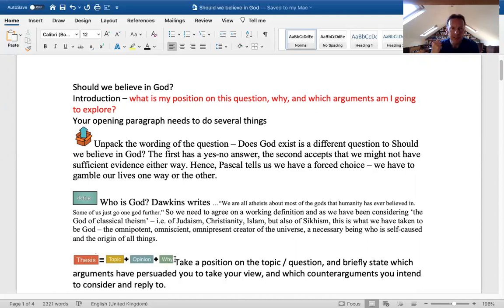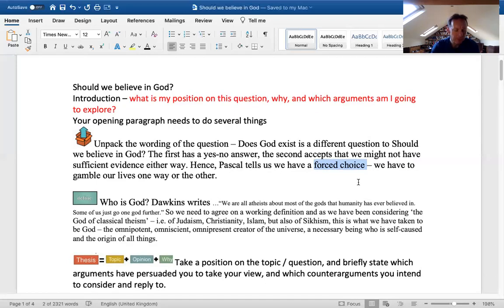So let's go into this question. Should we believe in God? Well, it doesn't say, is there a God, right? That would be a yes-no question. It says, should we believe in God? And if you remember Pascal says this is a forced choice. In other words, we don't necessarily have sufficient evidence.